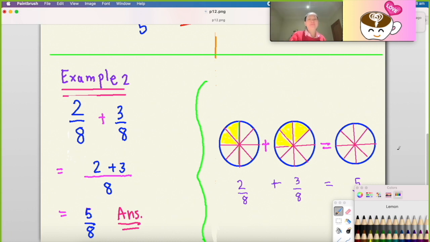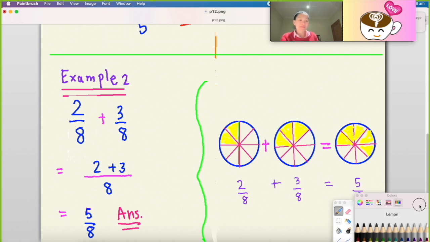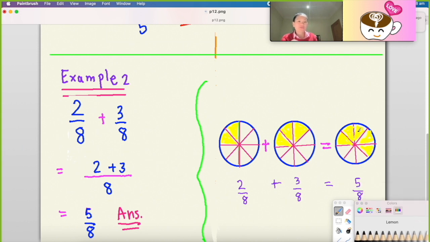And then when I sum them, I add them together. I have 2 first, so I write out 1, 2. And then I plus 3 out of 8: 1, 2, 3. And how about all of them come together? 1, 2, 3, 4, 5. So it's 5 out of 8. You see that it's correct.